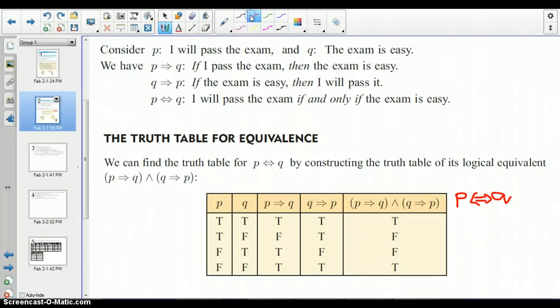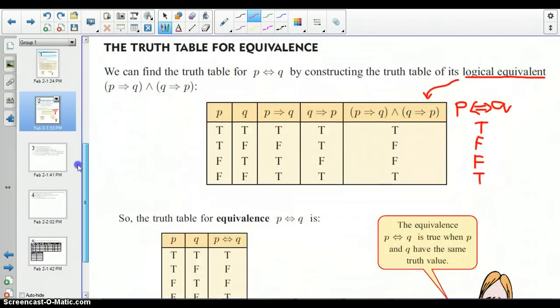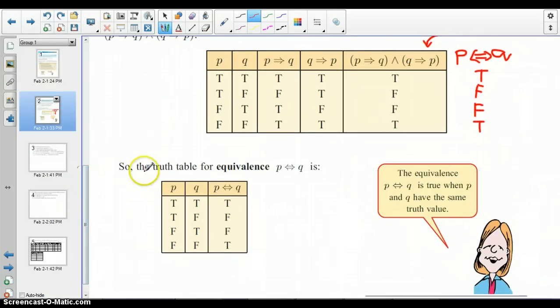So then let's actually have the truth table column values for the equivalence. Remember, the logical equivalence is the conjunction of the two implications. So the conjunction and the equivalence will have the same truth table values. So this is true, this is false, this is false, and that's true. So let's condense it a little bit.